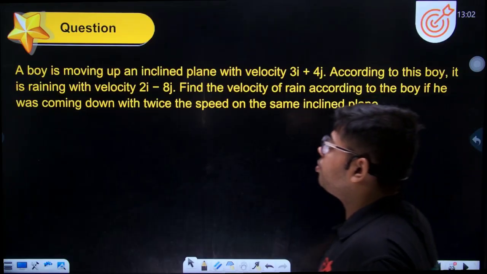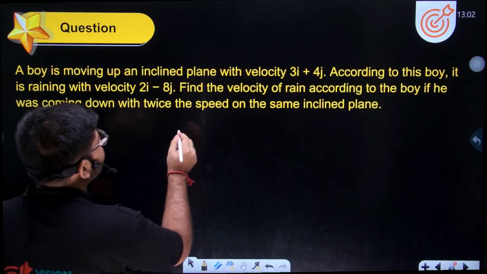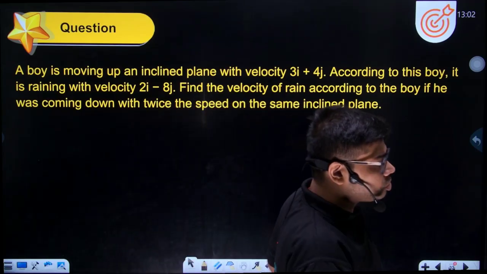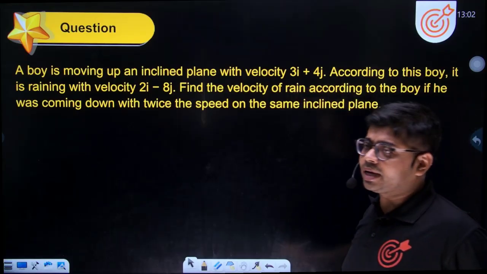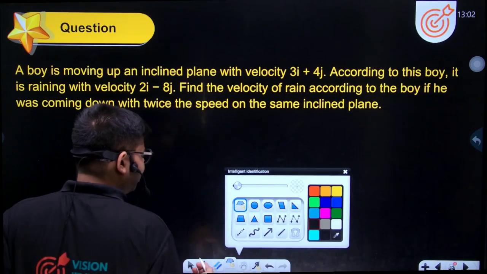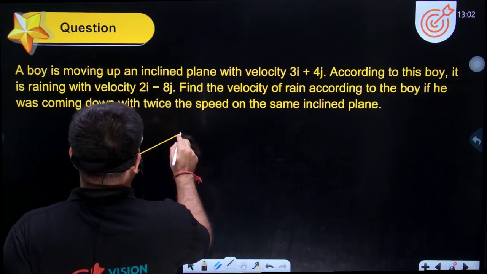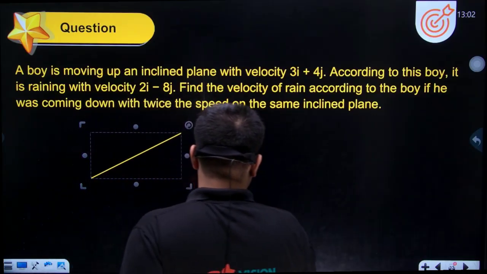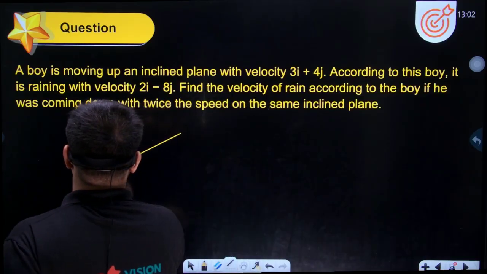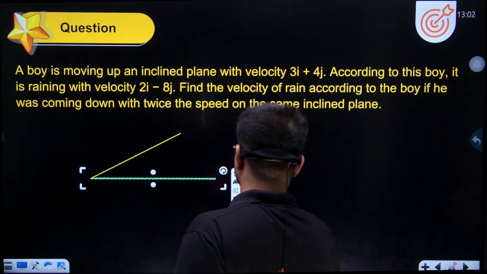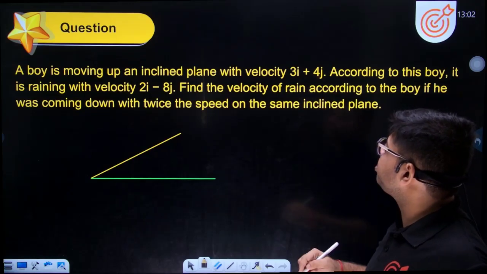Okay. Now what is the question saying? The question is saying that a boy is moving up an inclined plane with a velocity 3i plus 4j. So that is the velocity of the boy when he is moving up an inclined plane. Whatever information you get, firstly you should draw it. So this is the inclined plane, and this is my horizontal level. Now the boy is moving up the inclined plane with velocity 3i plus 4j.